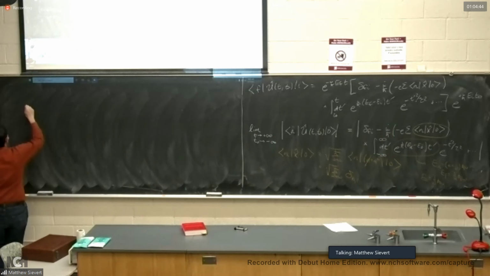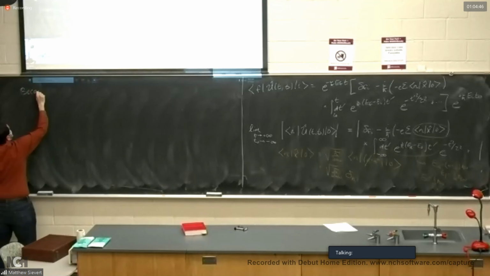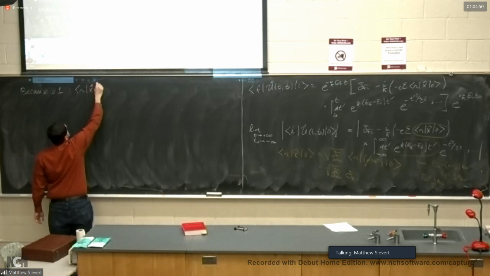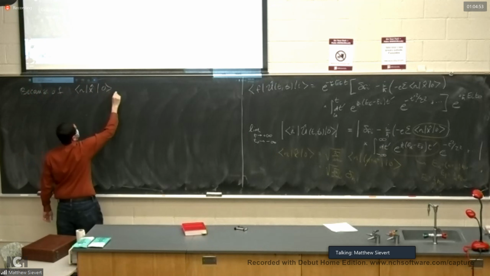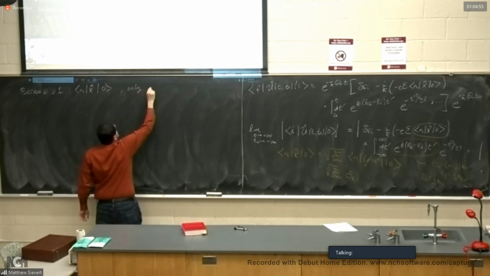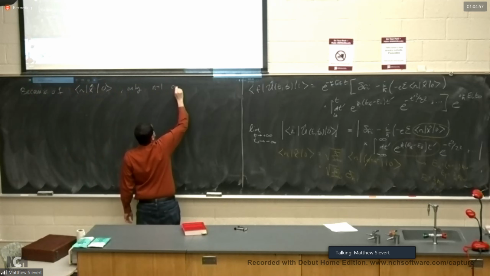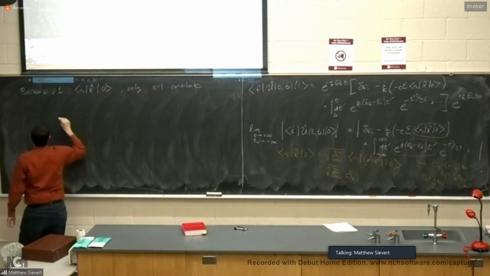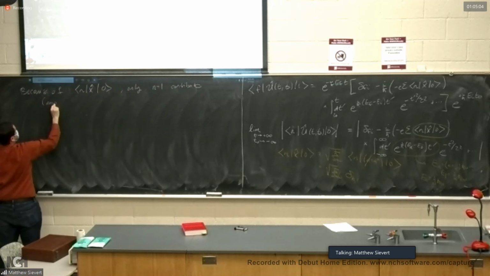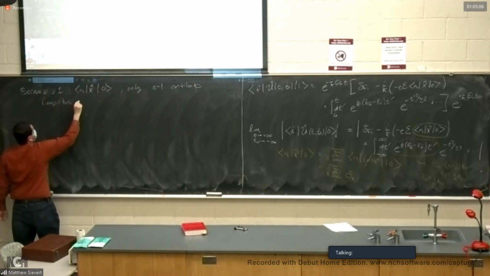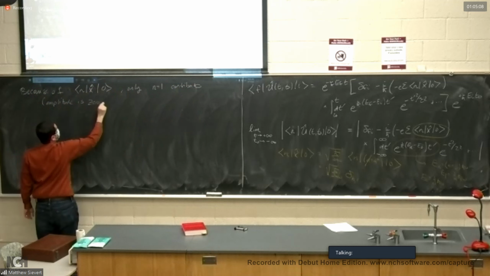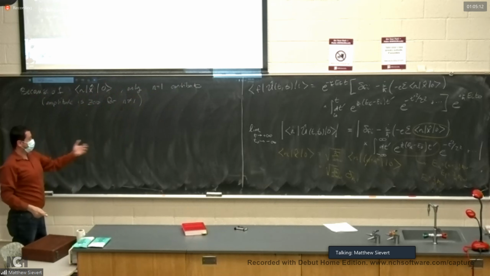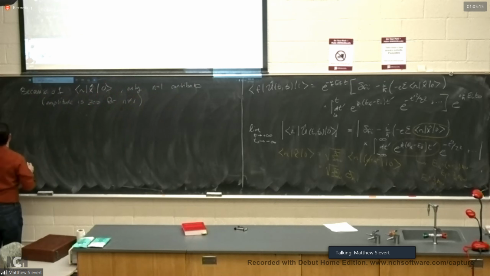Okay, so to summarize, because this perturbation is proportional to the dipole moment x, only n equals 1 contributes. The amplitude is 0 for all other states. For n equals 1, I get something particularly simple.